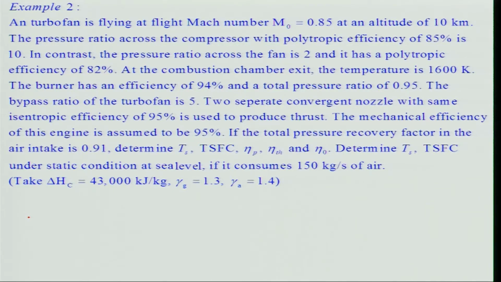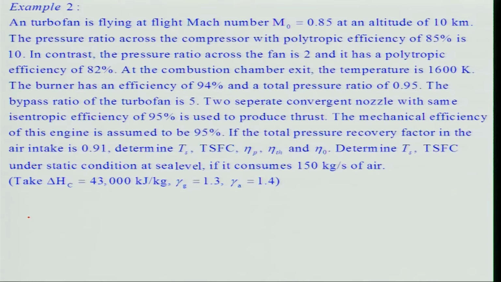A turbofan engine is flying at a flight Mach number of 0.85 at an altitude of 10 kilometers. The pressure ratio across the compressor, with a polytropic efficiency of 85%, is 10. But the total pressure ratio will depend on the fan pressure ratio, which in this case is 2. So, the total pressure ratio due to compression will be 20 in this example, which you should keep in mind. This fan has a polytropic efficiency of 82%.